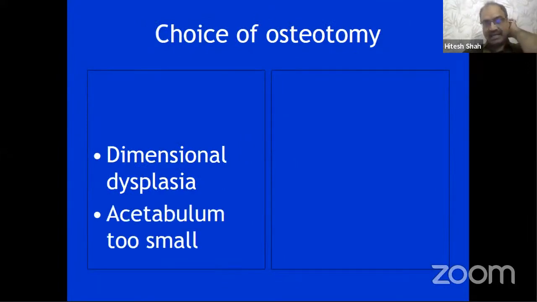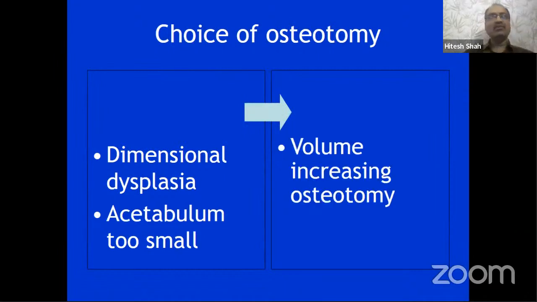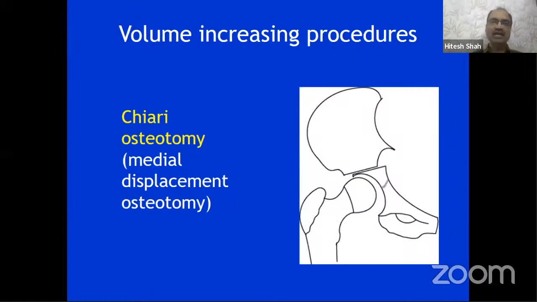Next topic, when the acetabulum is small, we need to augment, we need to increase the volume of the acetabulum, and that is the volume-increasing osteotomy, either the shelf or a Chiari osteotomy. One important aspect is that recently people have migrated away from the Chiari osteotomy. The indication of the Chiari osteotomy, I'll come to that point, is only as a salvage osteotomy, where you get a non-congruent hip joint in case of infection.